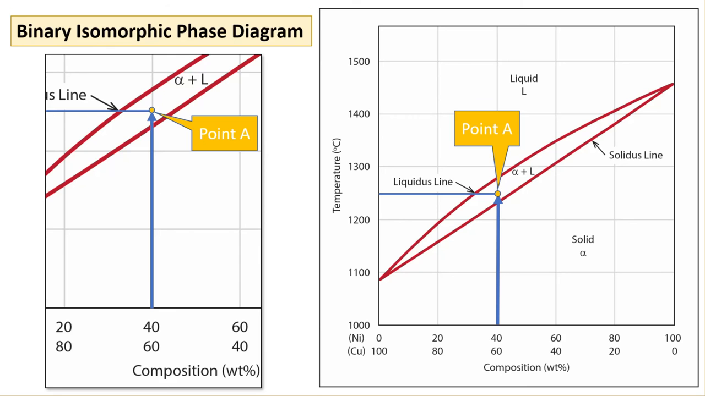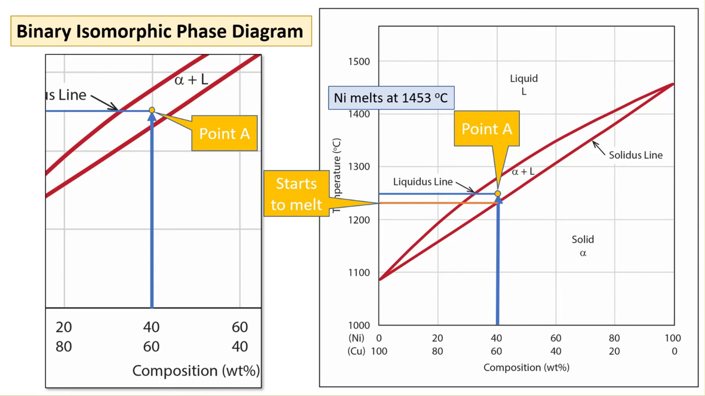When does this alloy start to melt? Around 1230 degrees Celsius. And the melting temperature of nickel is 1453 degrees Celsius. Wait, what? Then how can it melt? Because the melting temperature of copper is only 1084 degrees Celsius. So there is going to be a lot more copper in the liquid.